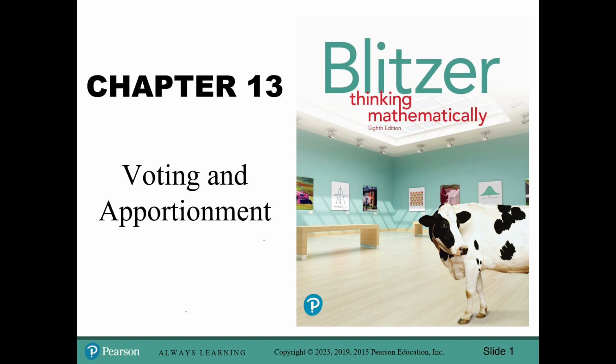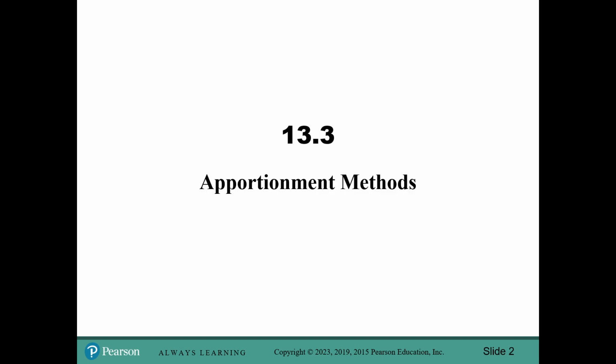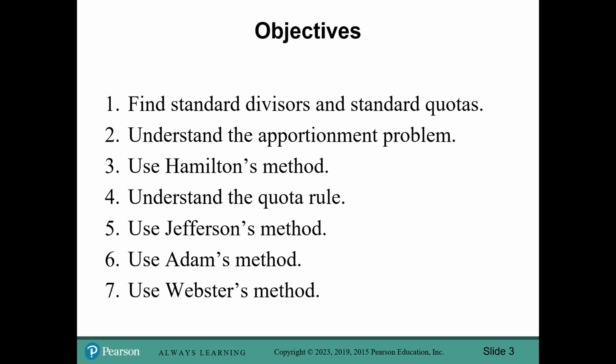Class. Today we're going over Chapter 13, Voting and Apportionment. Looking at 13.3, the Apportionment Methods. So our objectives today are to find standard divisors and standard quotas, understand the apportionment problem, use Hamilton's method, understand the quota rule, use Jefferson's method, use Adams' method, and use Webster's method.